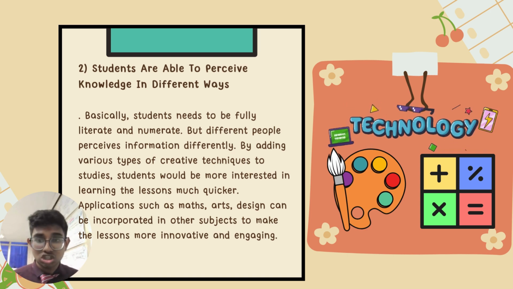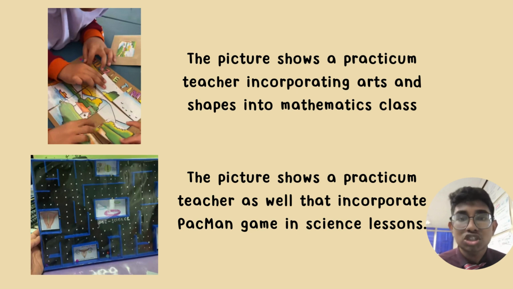more innovative and engaging. For example, in the first picture, we can see a practicum teacher incorporating arts and shapes into a mathematics class. Mathematics is usually the subject that is very hard to understand, but by adding arts and shapes, which are very easy to digest information, students are able to process the mathematical equations much faster. And the same goes for the second picture that shows a practicum teacher incorporating a Pac-Man game in science lessons. Pac-Man is one of the top favorites on teenagers' game lists. So by adding a very popular game into the lessons, they'll become much more enthusiastic, playing while learning new information from it.